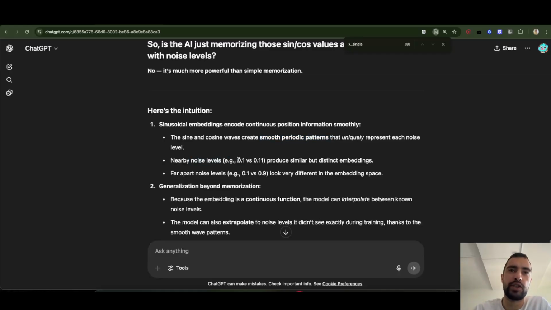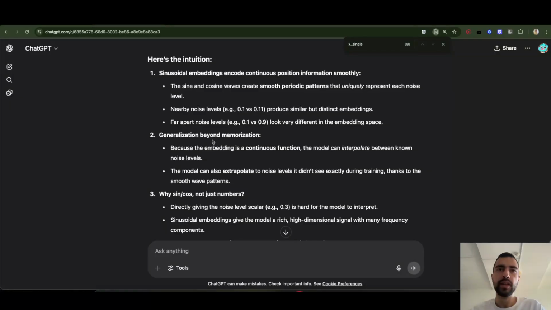Nearby noise levels, 0.10 versus 0.11, produce similar but distinct embeddings, similar but distinct sine and cosine waves. While far apart noise levels look very different in the embedding space, in the sine and cosine space. This is important because the embedding is a continuous function. The model can interpolate between known noise levels. The model can extrapolate to noise levels it didn't see exactly during training, thanks to the smooth wave patterns.